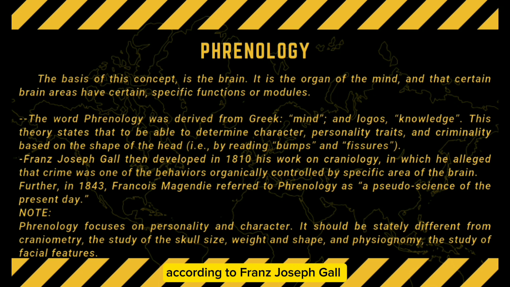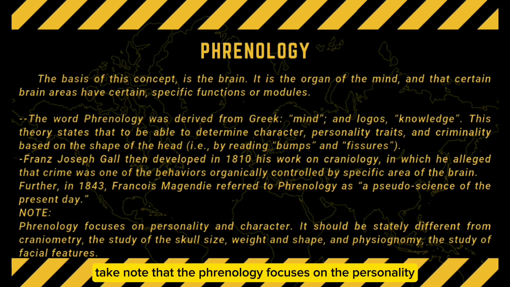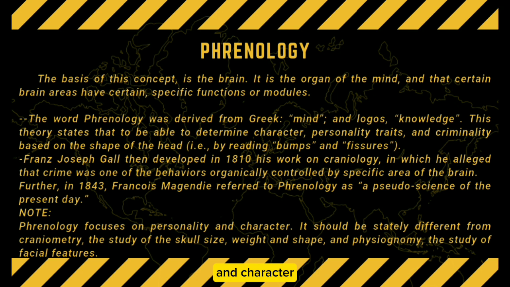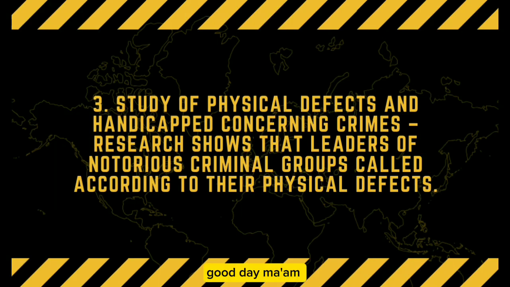Franz Joseph Gall extended this idea, asserting that crime is controlled by a specific part of the brain. However, by 1843, Francois Magendie dismissed phrenology as a field of science, questioning its validity in understanding the mind and behavior. Take note that phrenology focuses on personality and character. It should be distinguished from craniometry, the study of the skull's size, weight, and shape, and physiognomy, the study of facial features.